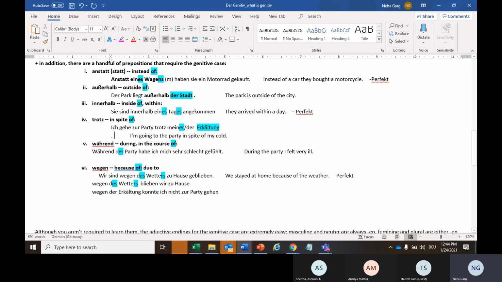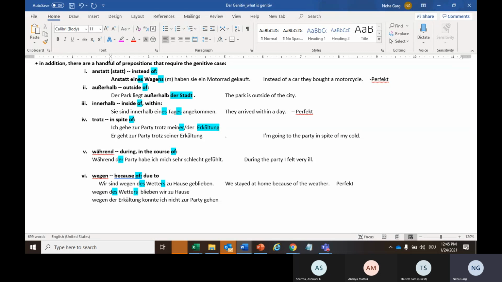So either you can write it this way, oder wir können wie zum Beispiel: er geht zur Party trotz seiner Erkältung. Of the cold, he went to the party. So in spite of the cold or in spite of his cold, he went to the party.